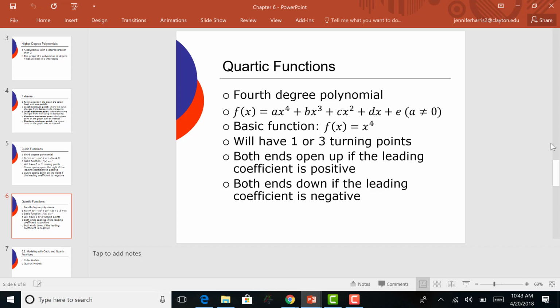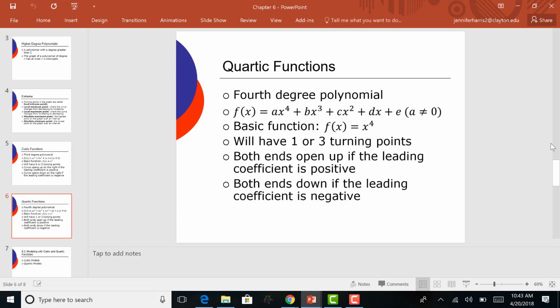Is that only if it's negative? No, no, it could do the same thing with the positive one. It could look like a parabola. It'll look like that, and you can't tell there's a curve there. So that's why it says it could be 1 turning point or 3 turning points. So it could look like a parabola, even though it's not. Questions?